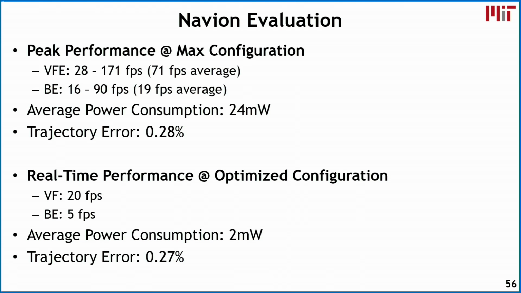Now, if we configure the chip to perform in real time, and the definition here of real time is at the camera rate at which the video is captured, which is 20 frames per second, and having a back-end update at 5 frames per second. And then we also optimize those configuration parameters, in particular, things like the horizon, so the number of keyframes we bring into the optimization, the number of features that we're actually tracking. If we bring those all together and we optimize them for the different environments, we can actually significantly drop the power consumption down to about 2 milliwatts, and still we're able to maintain the trajectory error of around 0.27%.